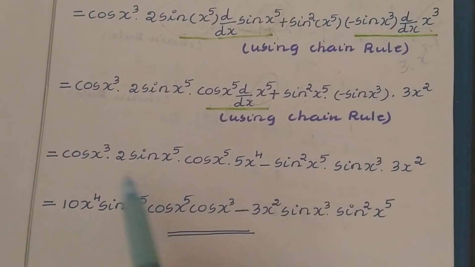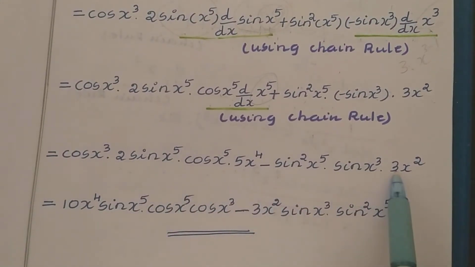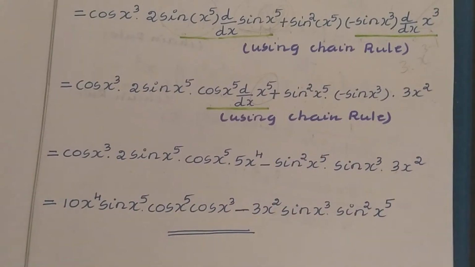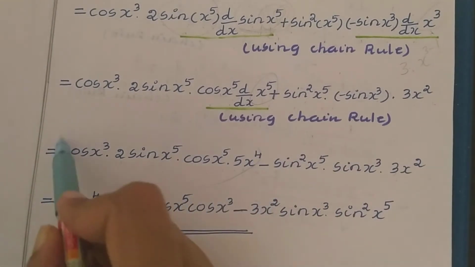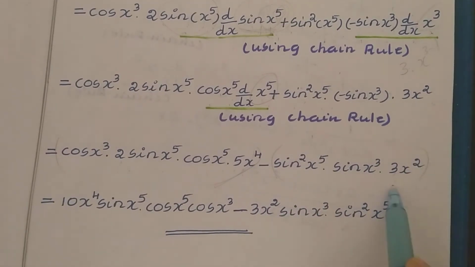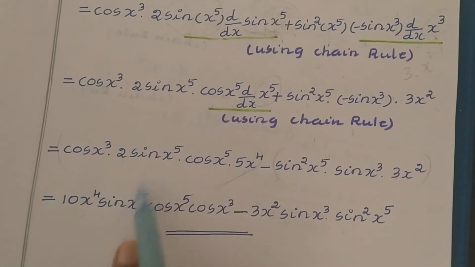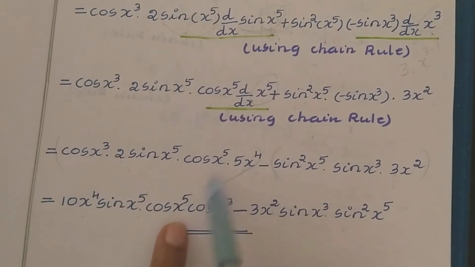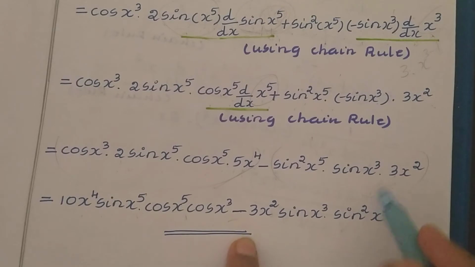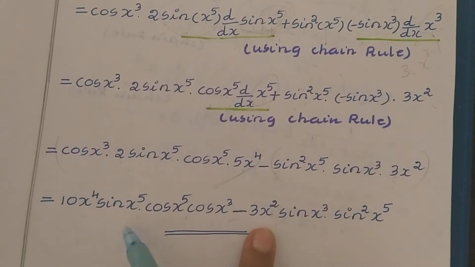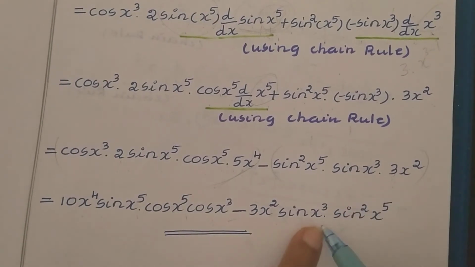So finally here we have 2, here we have 5, then here we have 3. So 2 into 5 into 3, that is, in this case we have 2 and 5, this is one term we can consider, this is another term we can consider. So 2 into 5 is 10, 10 x to the power 4, then we have sin x to the power 5, cos x to the power 5, and then cos x cube. Here we have 3, so 3x square. Variable value I am writing first, followed by that the trigonometric function. So sin x cube into sin square x to the power 5.